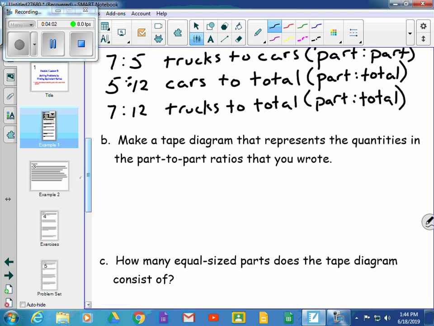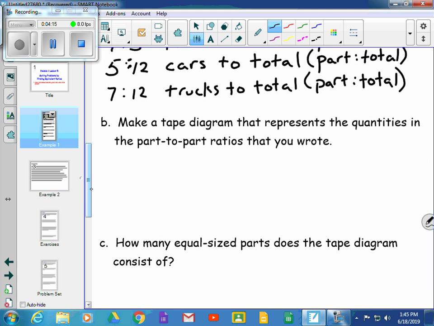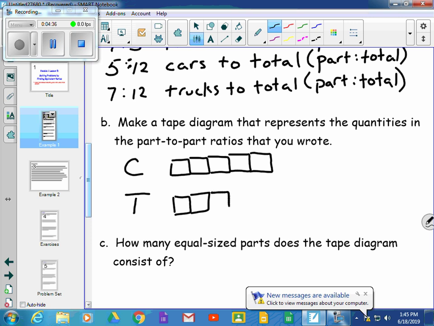It says make a tape diagram that represents the quantities in the part-to-part ratios that you wrote. I'm going to use the first part-to-part ratio, 5 to 7. And that compared cars registered to pickup trucks registered. So if I'm going to draw a tape diagram, I'm going to compare cars to trucks. 5 equal parts, cars. For 7, notice I started about the same size and the same edge. 7 parts, trucks.